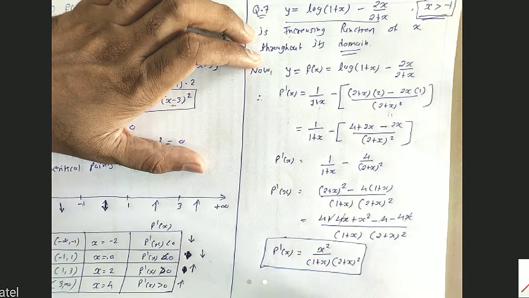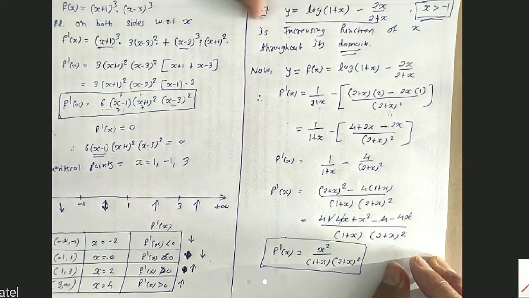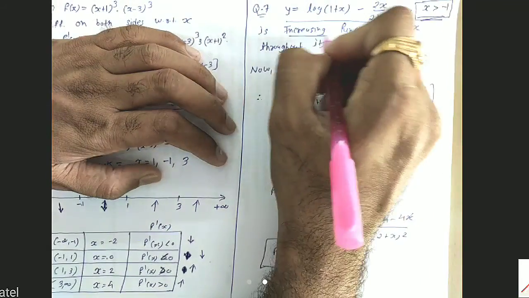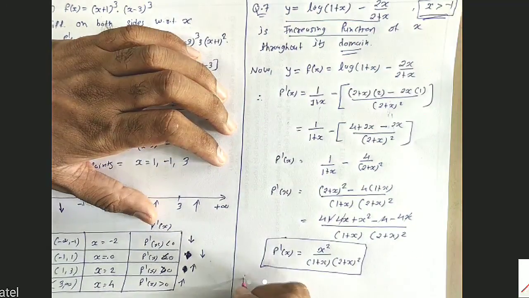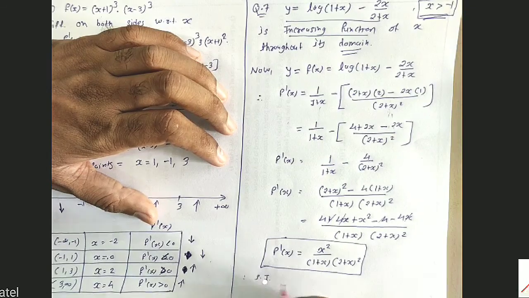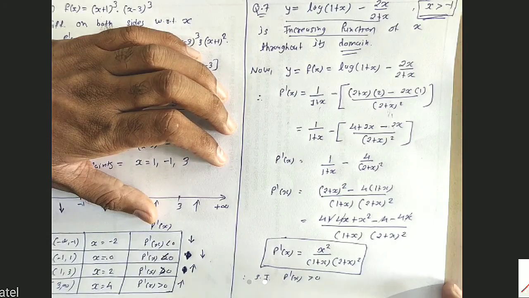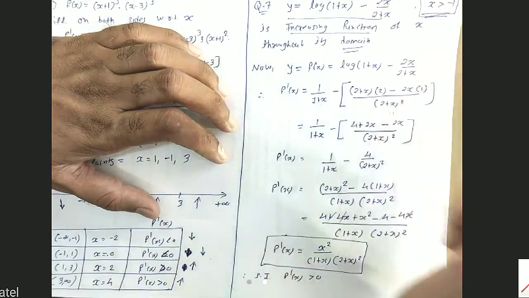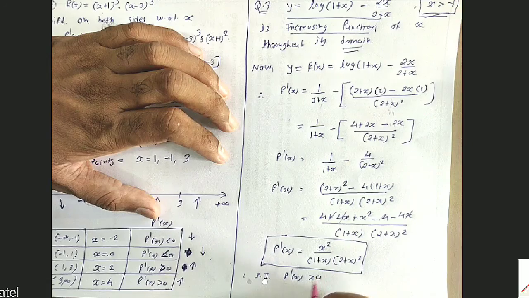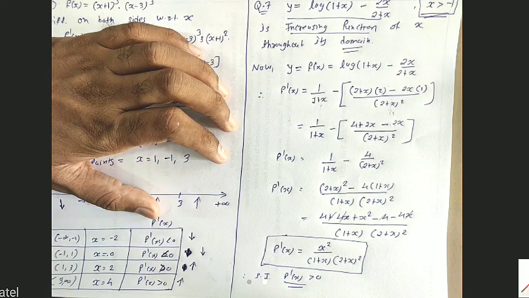Now this is our f dash x. Done. What you have to prove? The function is strictly increasing. For a strictly increasing function, our f dash x must be greater than 0. Yes or no? You have to prove that the given function is strictly increasing.